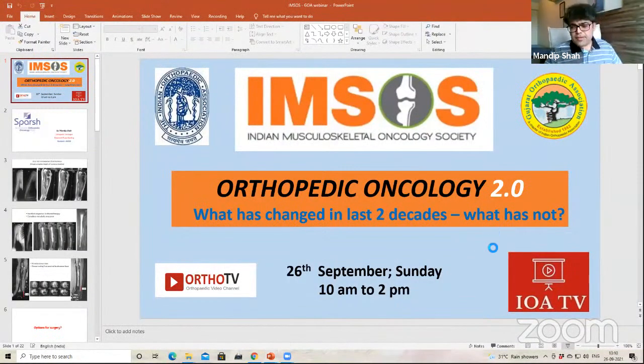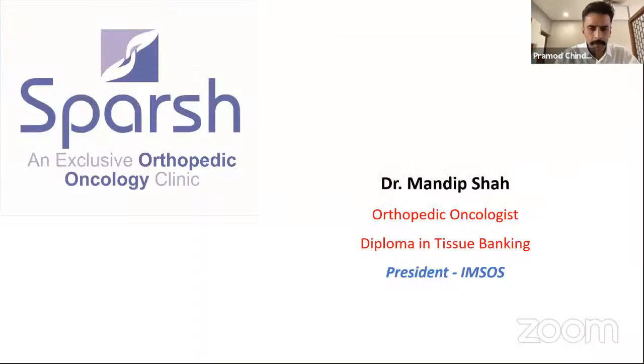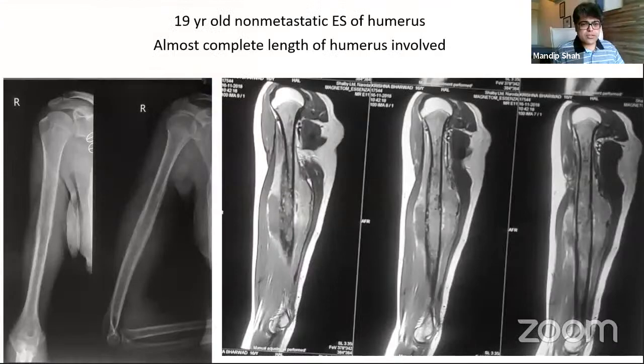So I have a case of Ewing sarcoma of the proximal humerus. I'll run through the case details first. This is a proximal humerus Ewing sarcoma in a 19-year-old. She was non-metastatic. The disease extended from the proximal physis to almost the supracondylar area.